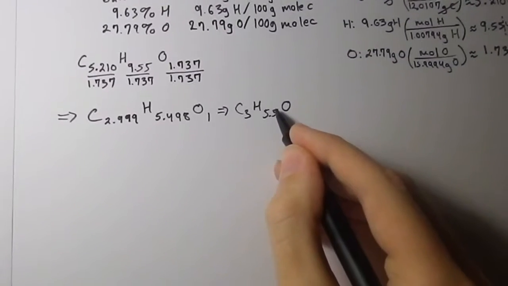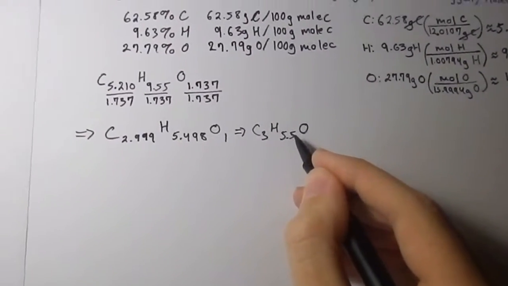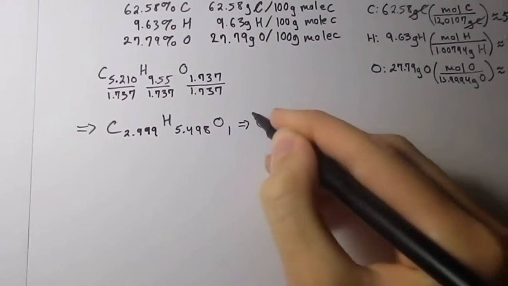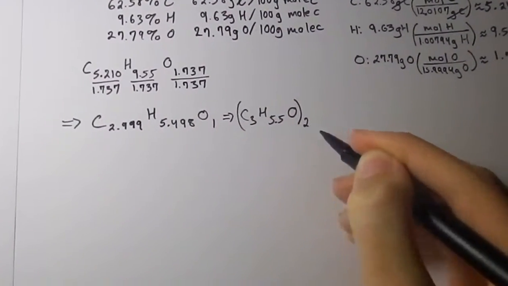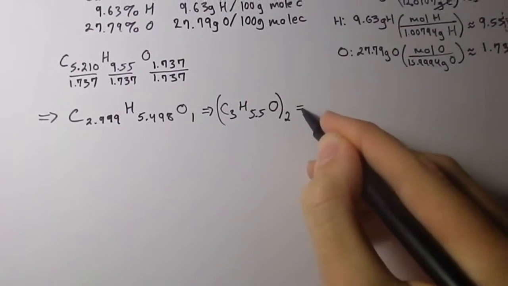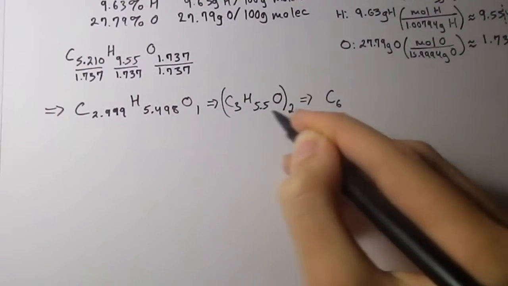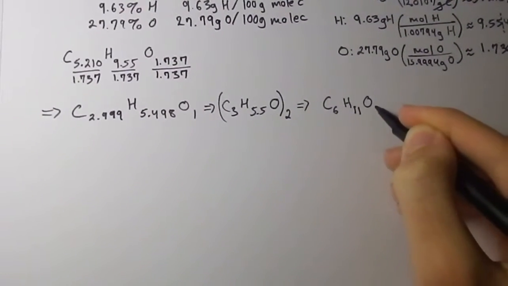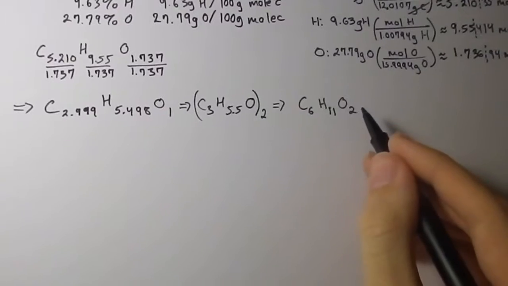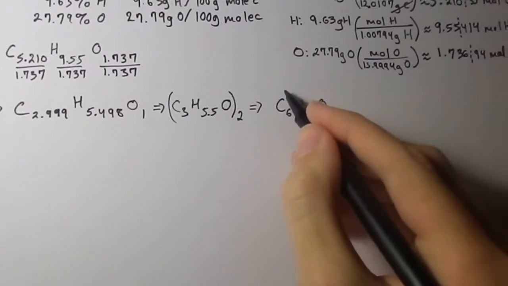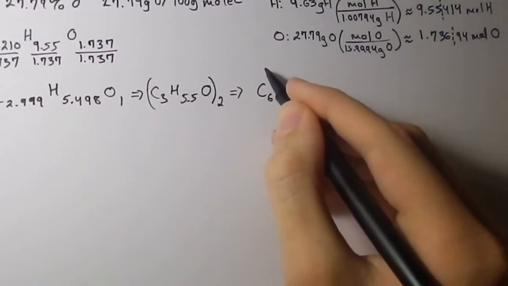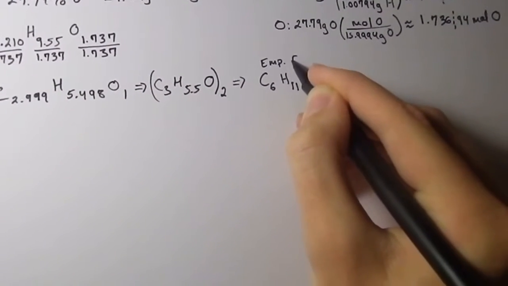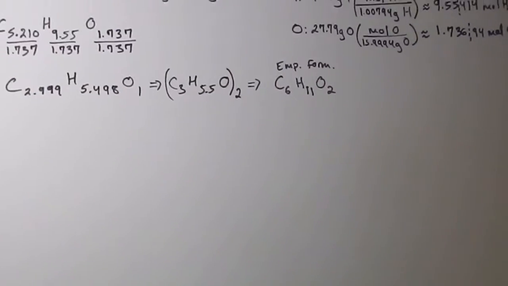So now we have a decimal point again, 5.5 here. So we've got to get rid of that decimal, so we just multiply the subscripts by 2, which should be C6, and it's just like algebra. So this is the empirical formula. So that is in fact the empirical formula right here.